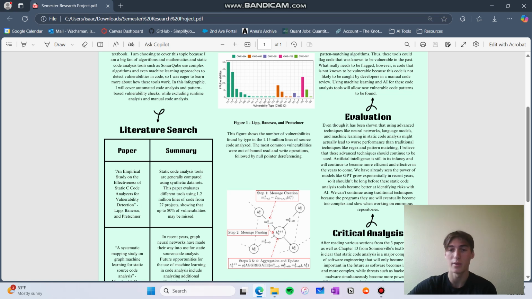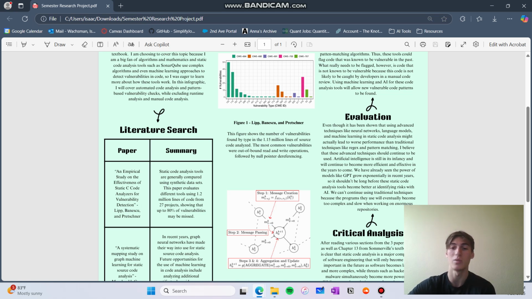In my opinion, for the evaluation, even though these tools might not be super precise right now, I believe that artificial intelligence is still in its infancy, and it will continue to become more efficient and effective in years to come. We've already seen the power of models like GPT, and they have been growing in power exponentially in recent years. It shouldn't be long before these static code analysis tools become very good at identifying risks with AI.